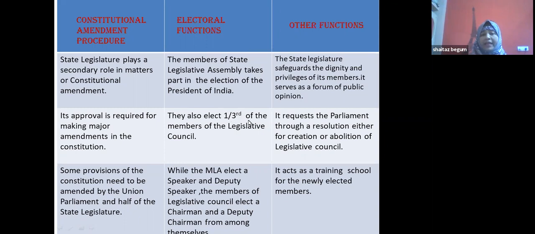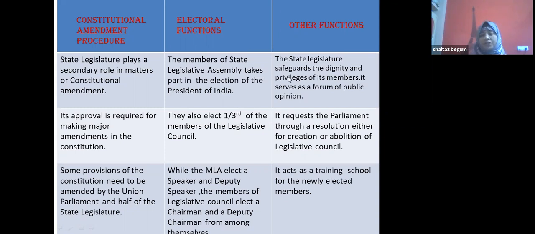They also elect 1/3 members of the legislative council. We have seen in our previous slide that members of the legislative assembly elect 1/3 members of the legislative council of the particular state. While the MLAs elect the speaker and deputy speaker, the members of the legislative council elect a chairman and a deputy chairman from among themselves. So these are certain electoral functions performed by the state legislature.